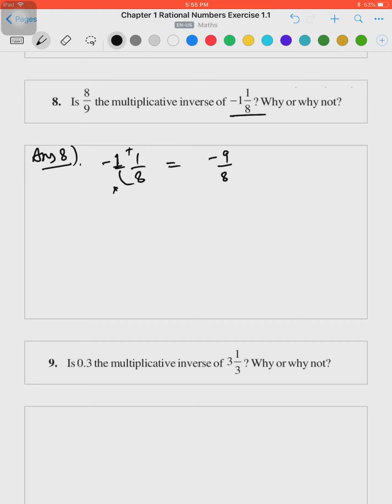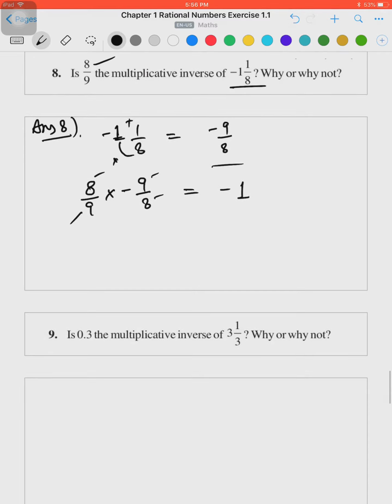So we'll check if, when you multiply this number with the number here, the result is 1, then it will be a multiplicative inverse, otherwise not. So let's check. The original number given to us is 8 by 9, multiplied by minus 9 by 8. The result will be minus 1. This 8 will be cancelled out with the 8 here, and the 9 will be cancelled out. What remains is only minus 1, while it should be plus 1 if it's a multiplicative inverse. So the answer is no.